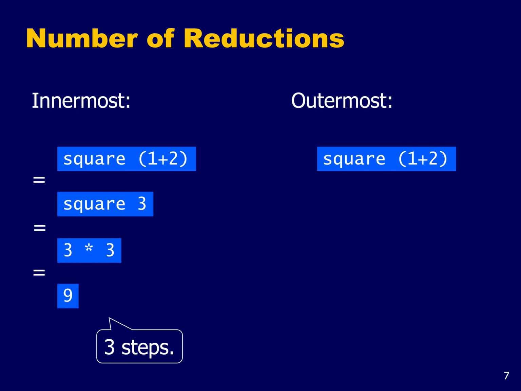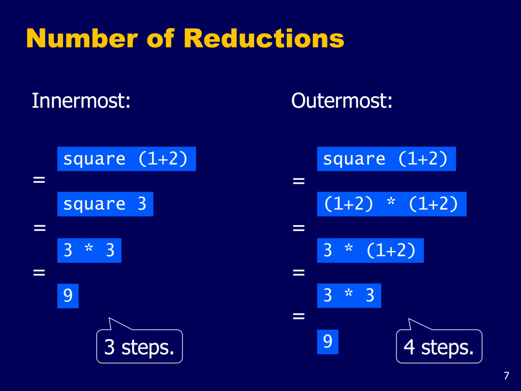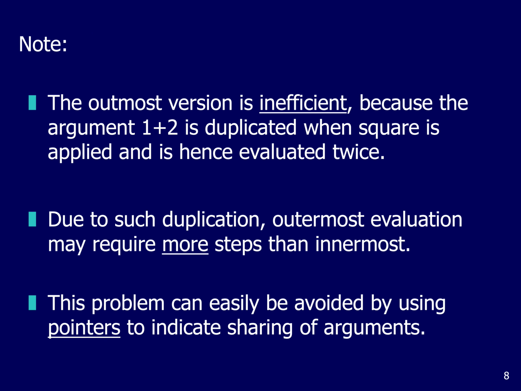Then what we have on the right hand side is our second example, which was using outermost evaluation. That time around we applied the squaring function first, so we get 1 plus 2 times 1 plus 2. Then we did the first addition, then we did the second addition, and then finally we did the multiplication and we got back the result 9. Of course this time around we actually took 4 steps. The reason we took 4 steps is we duplicated the argument 1 plus 2 and then evaluated it twice.